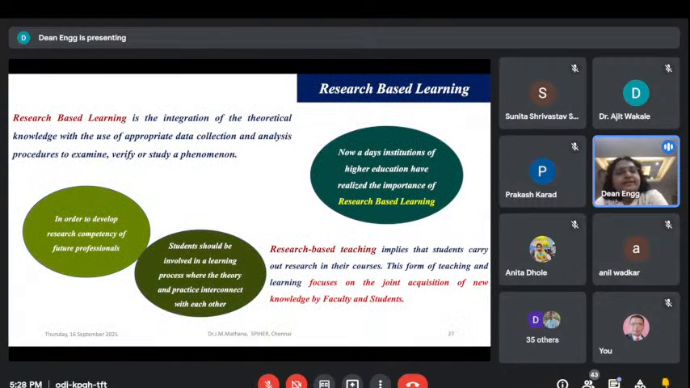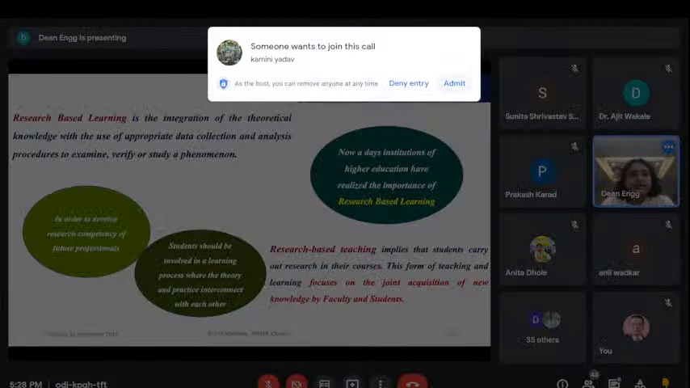Now, what is research-based learning? This learning is the integration of theoretical knowledge with appropriate data collection and analysis, to examine, verify, or study a phenomenon. In order to develop the research competency of our students, most higher education institutions nowadays realize the importance of research-based learning.